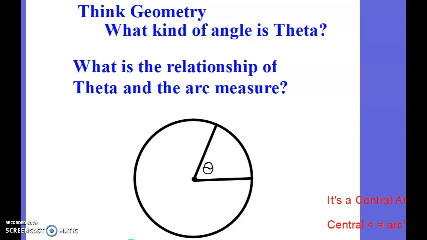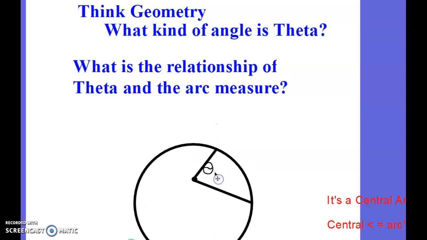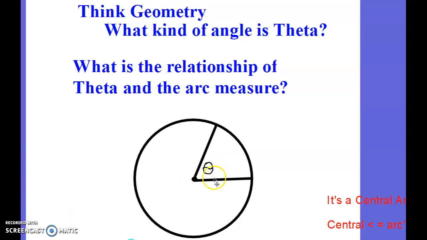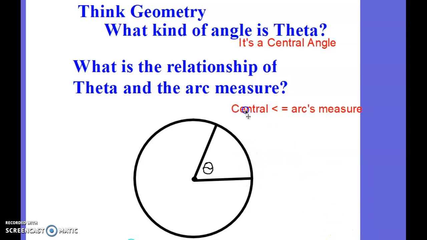So, as always, I like to give you a little idea, prepare you. If we think back to geometry, what kind of angle is this angle right in here? That angle is what I want to know. It has a name. Well, guess what? It's a central angle. And what's the relationship between this central angle and this arc? Well, if you recall from geometry, the central angle equals the arc's measure.